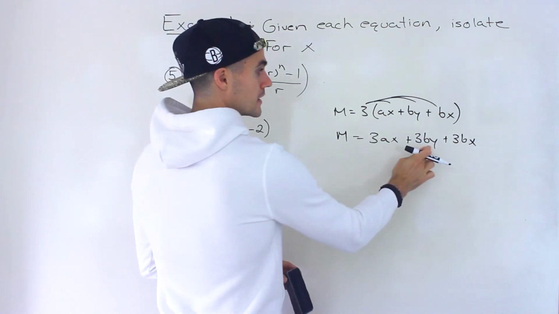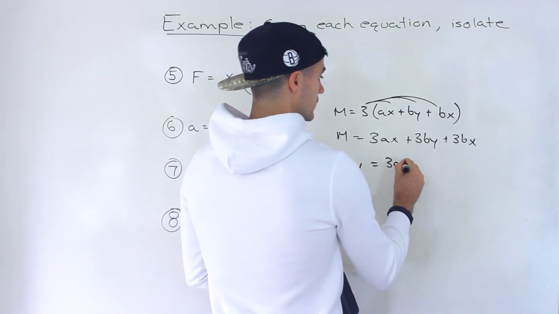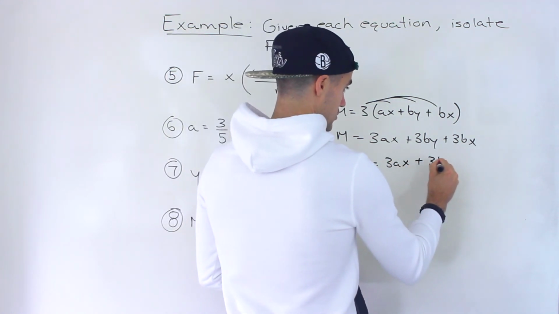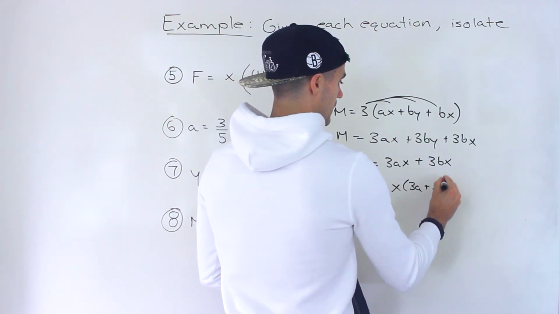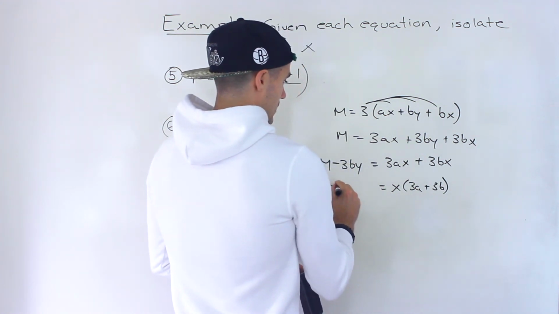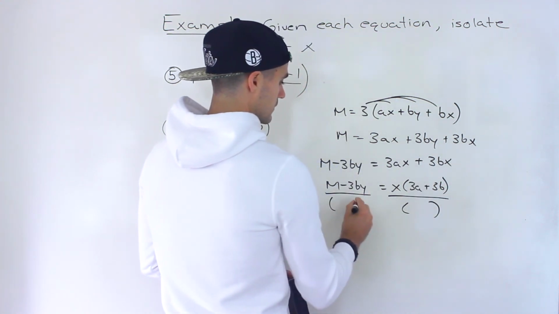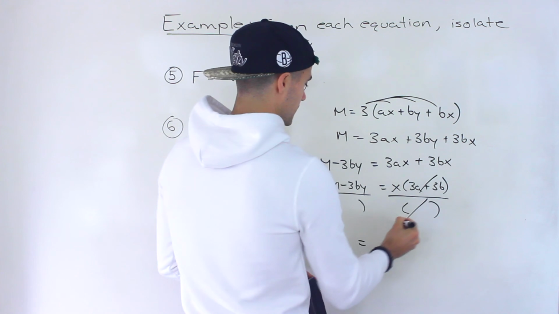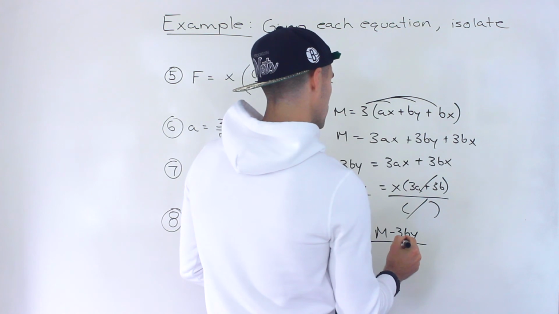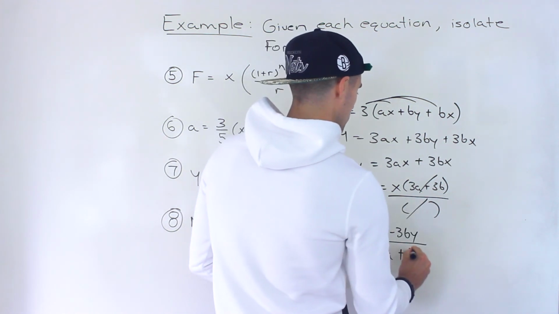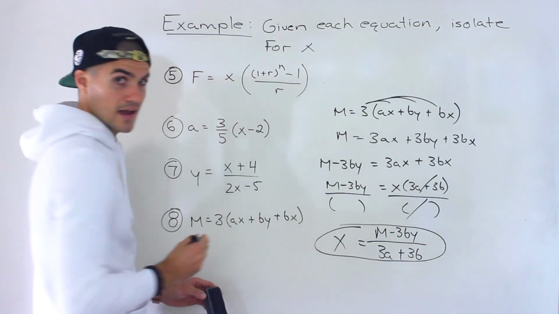inside the bracket, bring the by over, keeping all the values that have an x attached to them on one side, take out that x, and then divide both sides by that bracket. And so we'd end up with x equaling m minus 3by all over 3a plus 3b. That would be the answer. That's how you would isolate for the x.